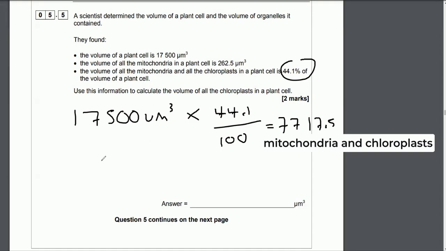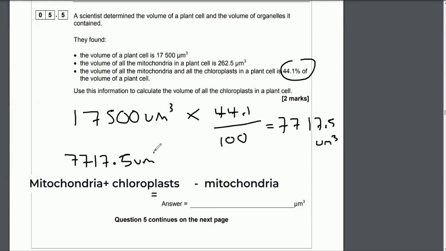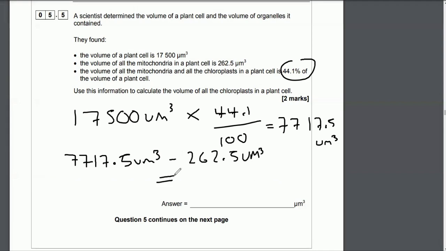Now we just want to know the chloroplasts, so we want to just take away the volume of the mitochondria. Okay, here we go. There you go. 7,717.5, the total volume of the mitochondria and chloroplasts, minus the mitochondria gives us the chloroplasts on their own, which is what the question wanted us to do.